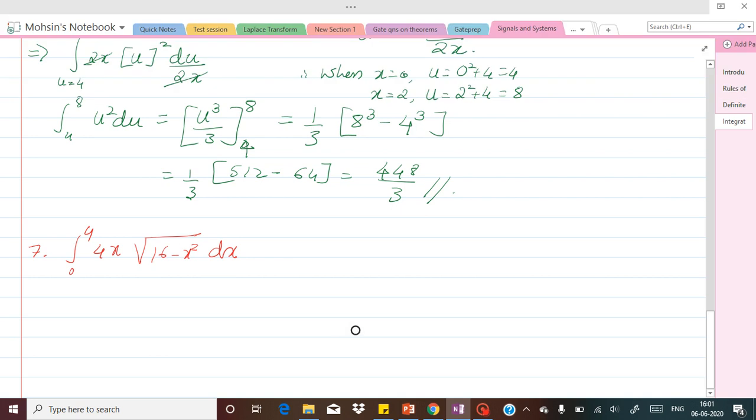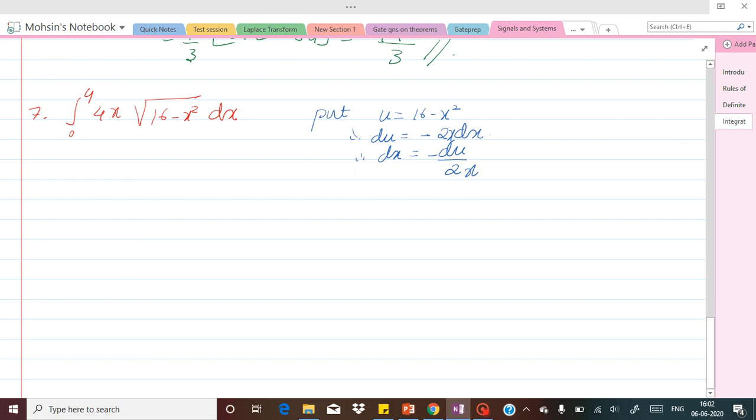So let us put here 16 minus x square equal to u, or u equal to 16 minus x square. Therefore du is going to be equal to minus 2x dx. Therefore dx is going to be du by 2x, with the negative sign. Therefore substituting, and also here the limits need to be substituted.